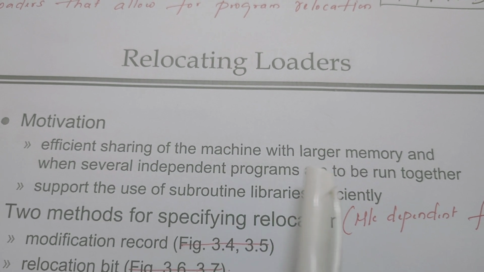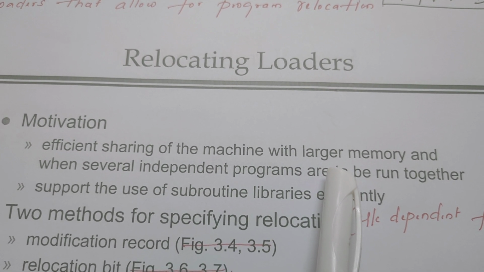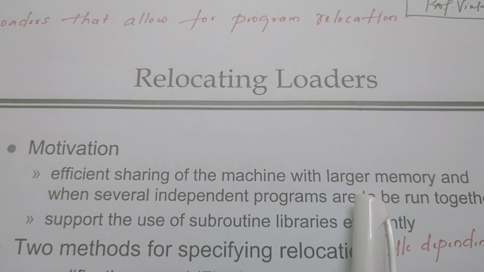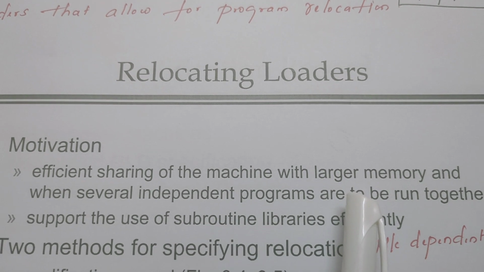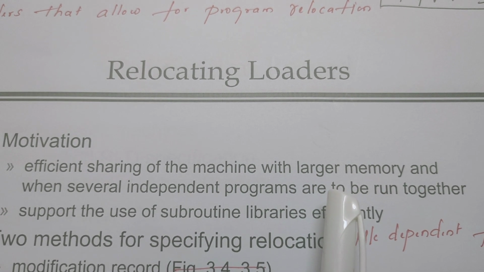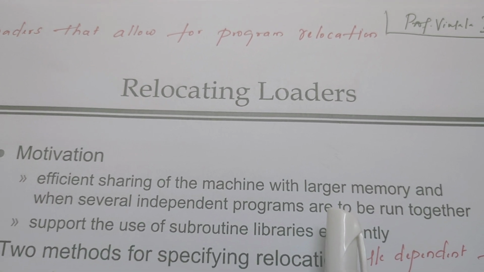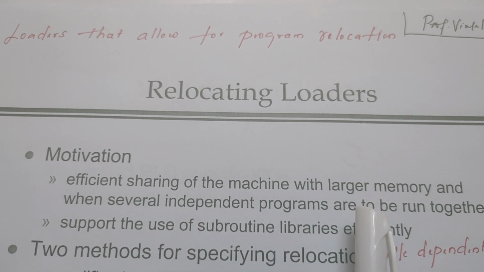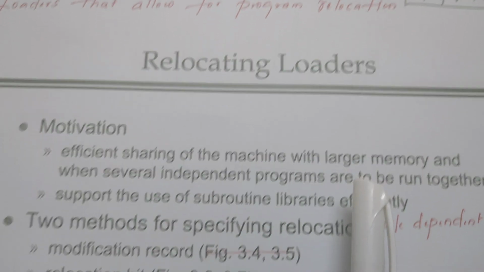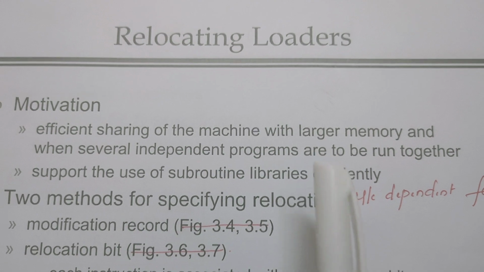Every machine is given a larger memory or a maximum memory, and simultaneously the programs are sharing the memory. So when a new program comes for execution, at that moment the operating system supplies the new memory address from where the program or the new application is to be executed. So many programs are running in parallel. That is why there is efficient sharing of memory happening. So this arises the need for relocating loaders.